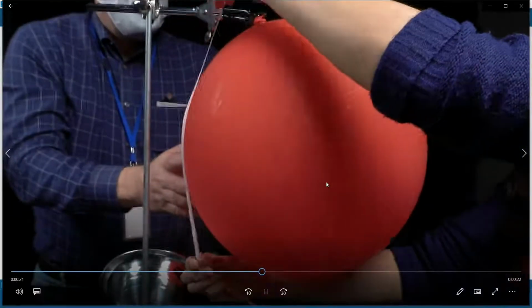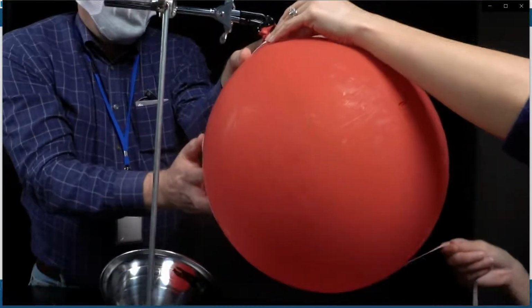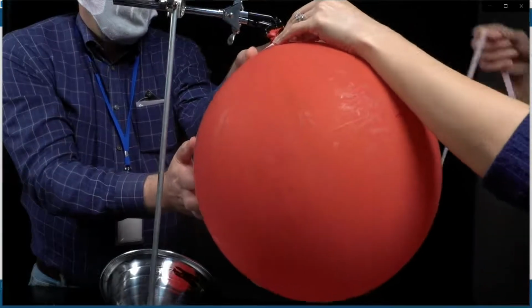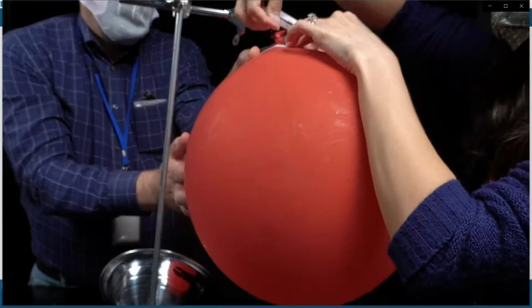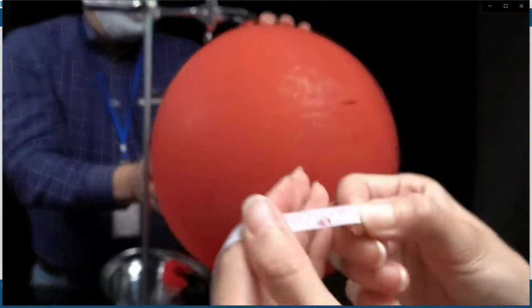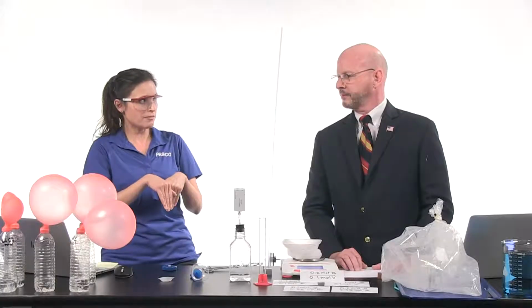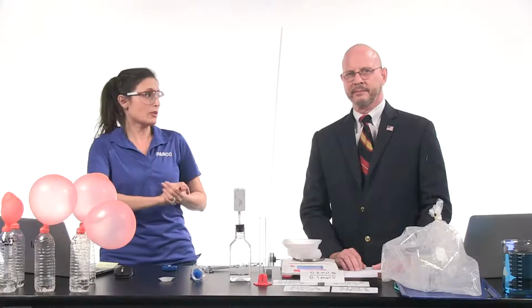Here's the part where Roger and I measured the circumference of the balloon. We measured the circumference because we could plug that into the volume formula and get the volume of the balloon. It turns out that this balloon was very close to 42 inches circumference. So when you plug that circumference into the volume formula, that's about 20.1 liters.